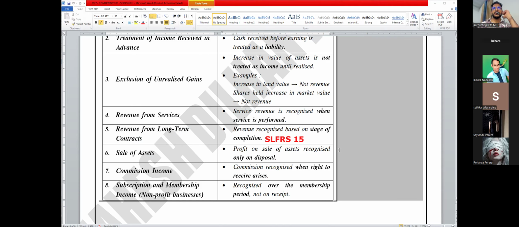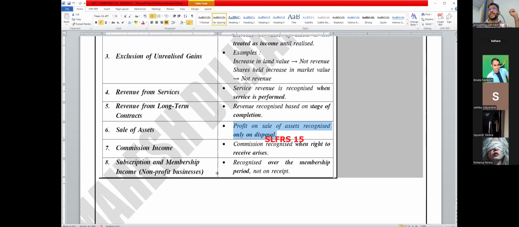Sale of assets. Profit on sale of assets is recognized only on disposal. Right? We realize it only at the real disposal. Next, commissions income. Commissions are recognized when the right to receive arises. You recognize the commission as income only when you have received the right to receive that particular amount.